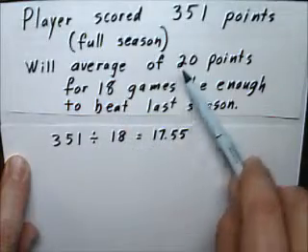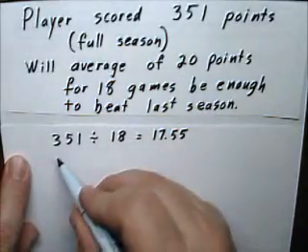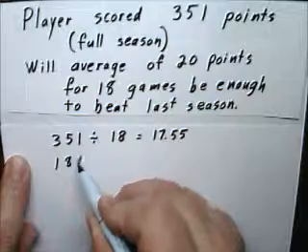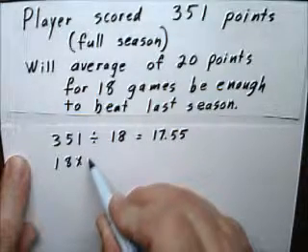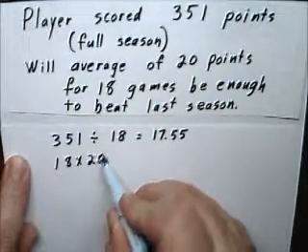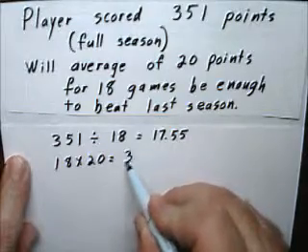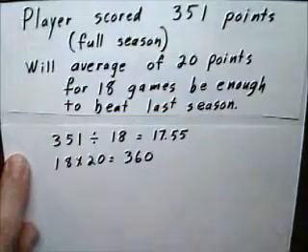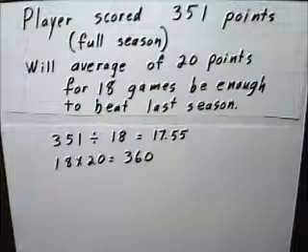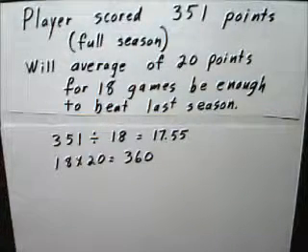The other way to look at it is how many points is this going to give him? If he plays 18 games at 20 points per game, you could multiply 18 times the 20 points, and this is 360. And this also tells you, yes, he will beat the old record of 351 points.